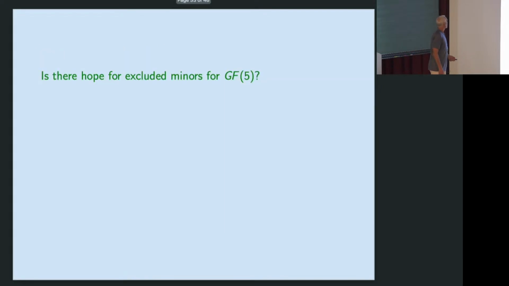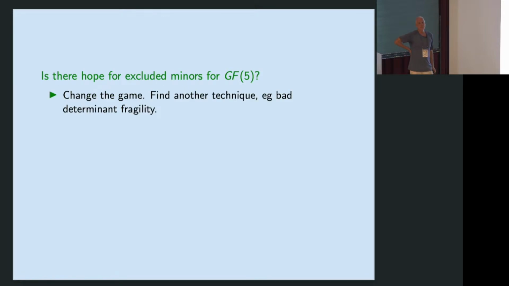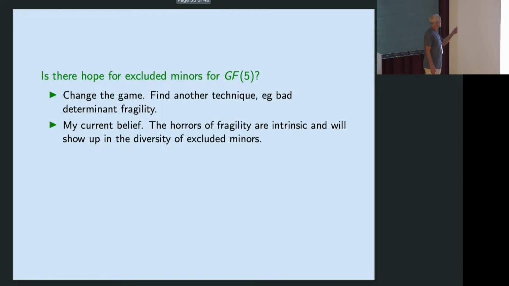Yuck. So is there hope? Is there hope for the excluded minors for GF5? And the answer is, not using the standard technique. You're just going to end up with fragility problems that you can't solve. But you could change the game and find another technique. There's another thing that you can look at called bad subdeterminant fragility. Can't say anything about that.